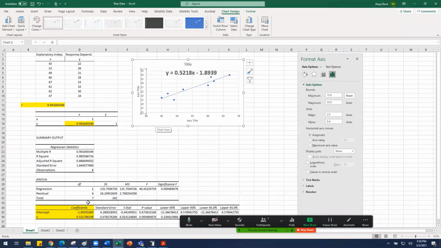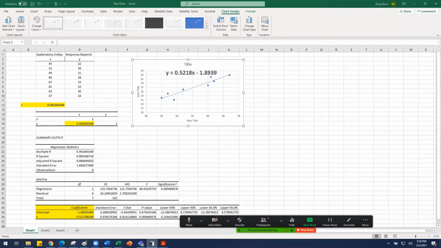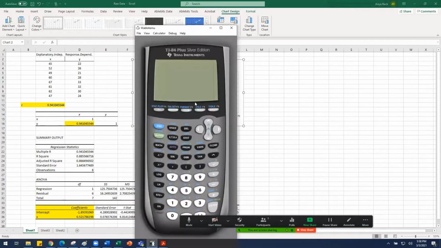Another approach is using your graphing calculator. Press the stat button, press enter for edit. If there are numbers here, you can clear those out by going up to highlight the title, clear, enter, go over, highlight the title, clear, enter. And go ahead and type in your X and Y column, press enter after each number.